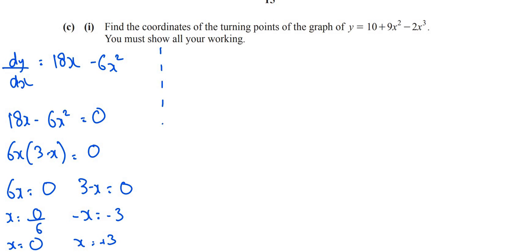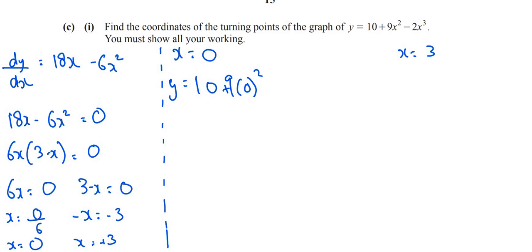Alright, so now we have two values of x. One value is 0, other value is 3. Let's plug in both of the values to find y. So y is equal to 10 plus 9 multiplied by 0 square minus 2 multiplied by 0 cube. So y is equal to 10. When x is equal to 0, y is equal to 10.